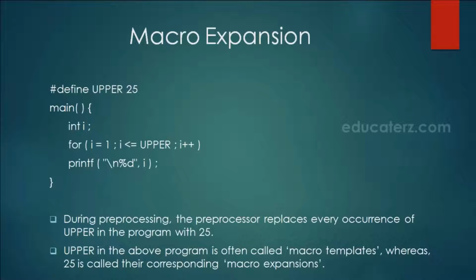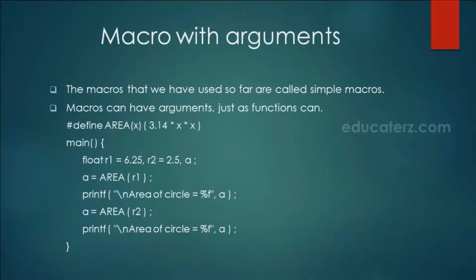This is a simple macro, but we can even have a macro with arguments. This will work just like a function. Like we have #define AREA(x), x is an argument, and then we have the definition of area which is using x. That formula is using x. So whenever we call AREA, as we have called it over here, r1 will be assigned to x and this formula will be replaced at the place where we have called the macro. So for small functions we can use macros.